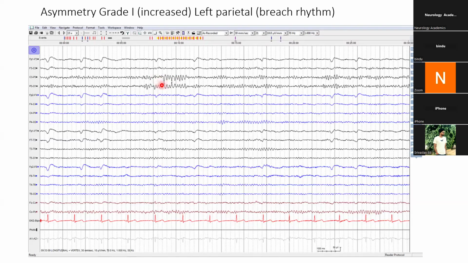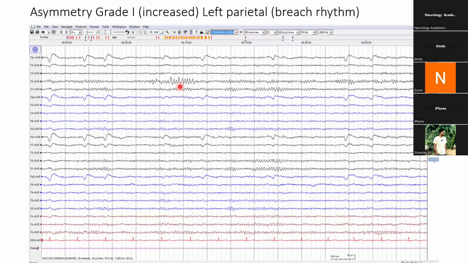So there is an asymmetry grade 1 left parietal breach rhythm. Same you can see in the average reference, common average. This high increased amplitude is seen in the P3 channel. So it is a left parietal breach rhythm.